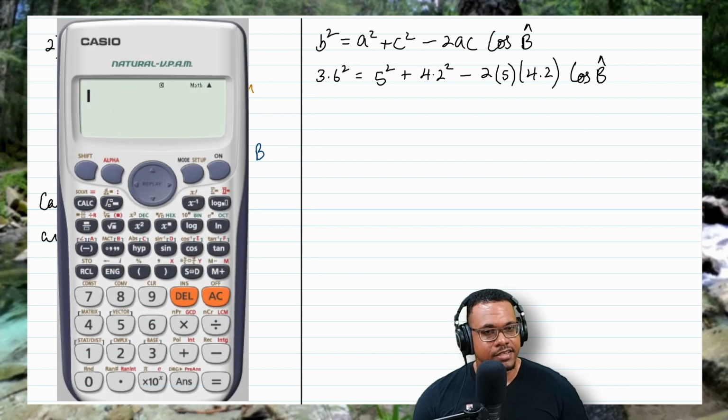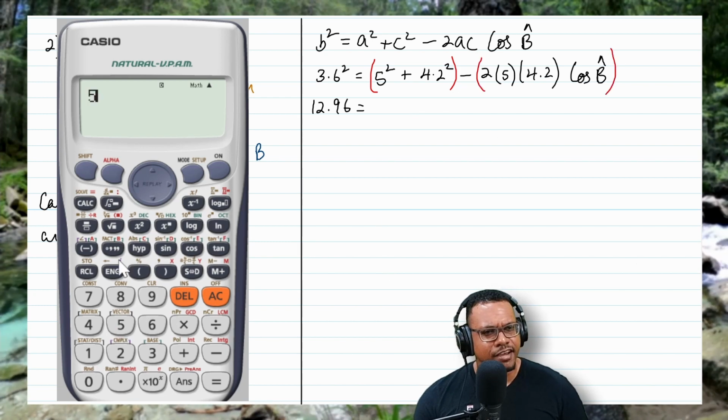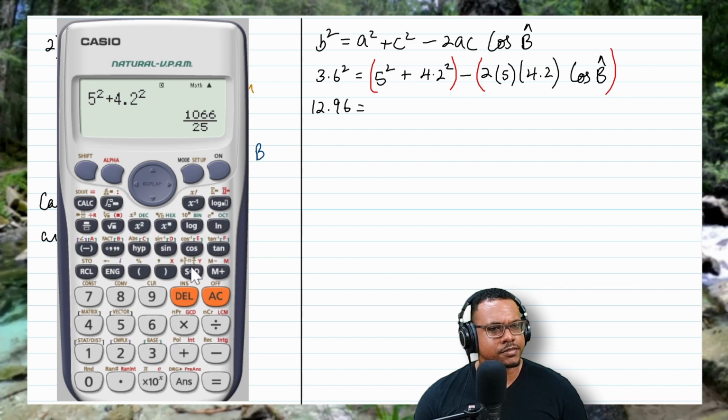So I'll go to my scientific calculator and I'll put in 3.6 squared and see what the answer is. Convert that to a decimal. I'll write out this 12.96. So I'll have 12.96 is equal to, I'm going to put this in brackets on the calculator. I'm going to work this out here and get the answer. So I'm going to have 5 squared plus 4.2 squared. I'm going to get the answer. Just convert that to a decimal, 42.64.